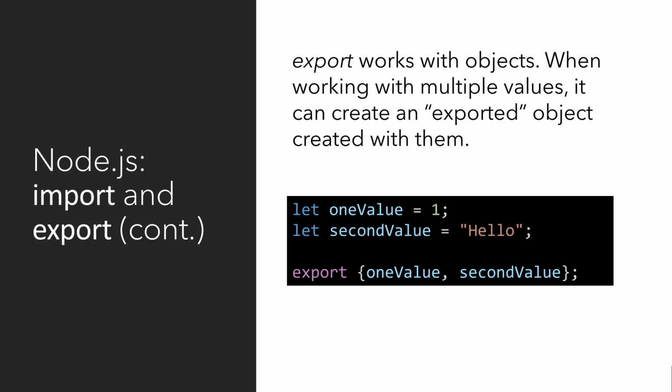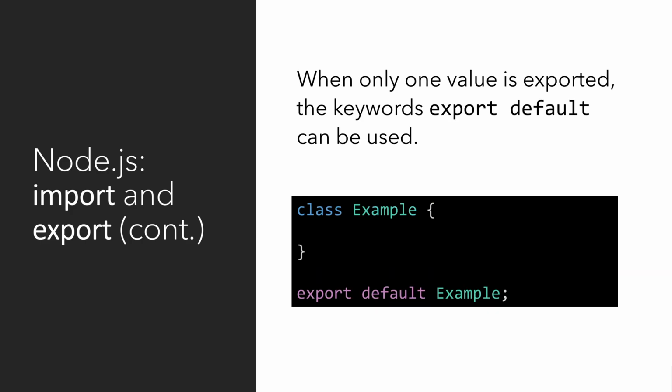Finally, export has two forms, the first of which is used with multiple values, here creating an exported object composed of properties of the values wanted to be exported, and also has a second form, using the additional keyword default. Export default exports a single object, a single value. In this case, the class example would be exported from the file it was in and could be imported in another file.